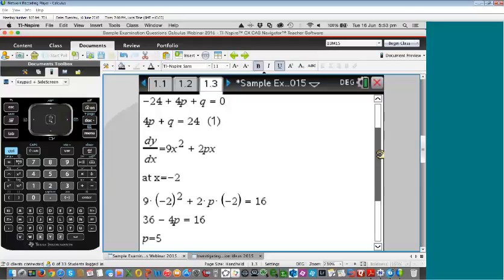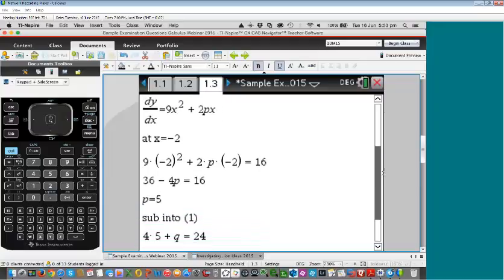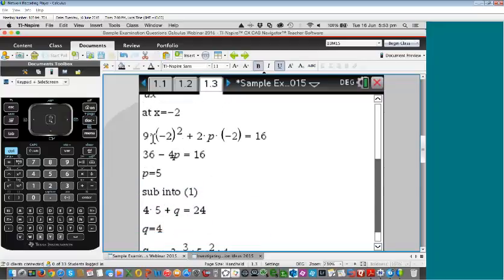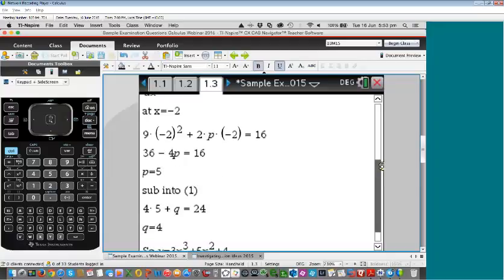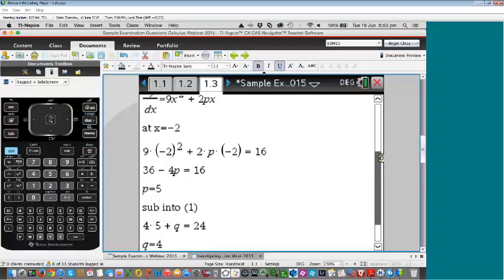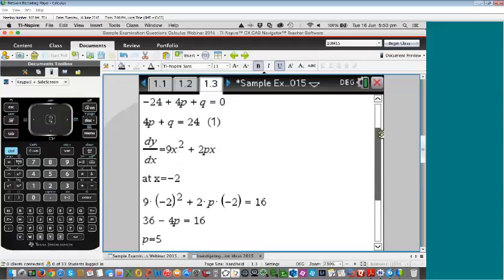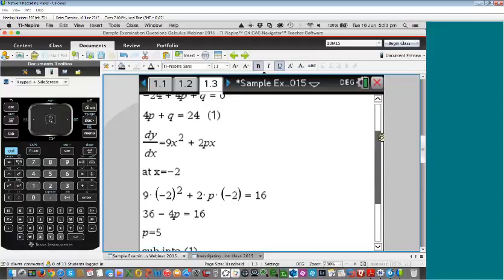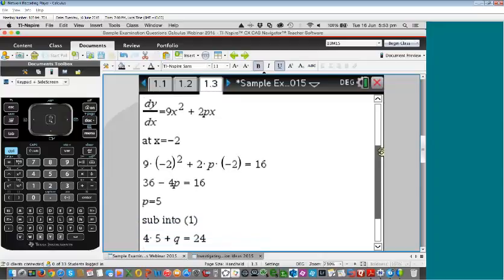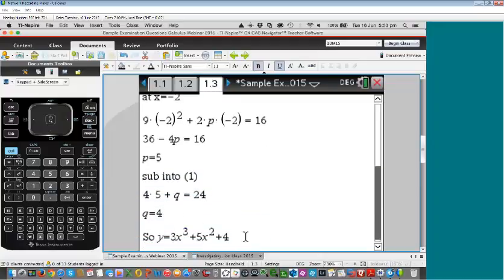They've then got to think, well, at x equals negative 2, we put it into our derivative function, and we then simplify, and we can find that p equals 5. The students will go, okay, we've got p equals 5. We can come back up to equation 1, which is 4p plus q equals 24. They'd then substitute that in and get their answer, q equals 4. Obviously, a lot of very good mathematics in there, and you'd hope that your students will need to know that for the non-calculator section.